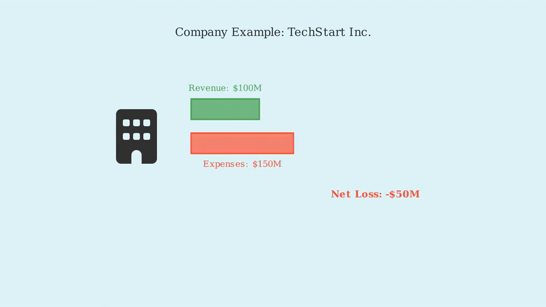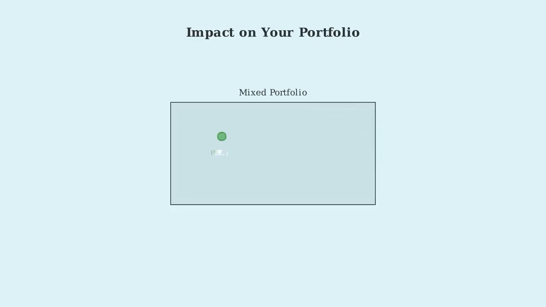The company has revenue of $100 million, but expenses of $150 million, resulting in a net loss of $50 million. A negative PE ratio is a warning sign that indicates the company is experiencing financial difficulties and losing money. This requires very careful evaluation before making any investment decisions. When you have stocks with negative PE ratios in your portfolio, it creates a mixed situation. While some stocks may be performing well with positive PE ratios, the losing companies require extra attention and careful analysis to understand their future prospects.